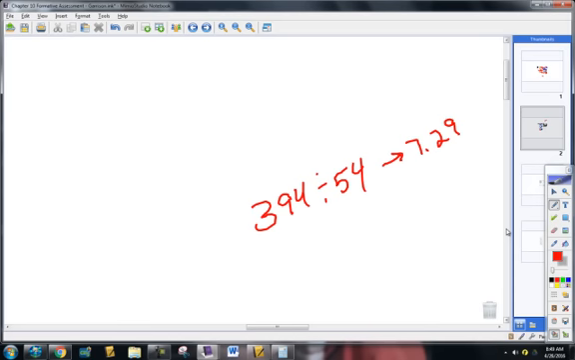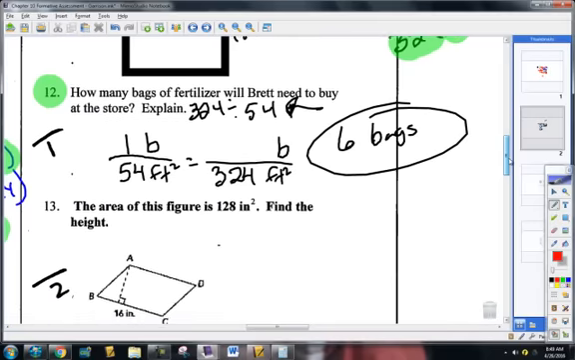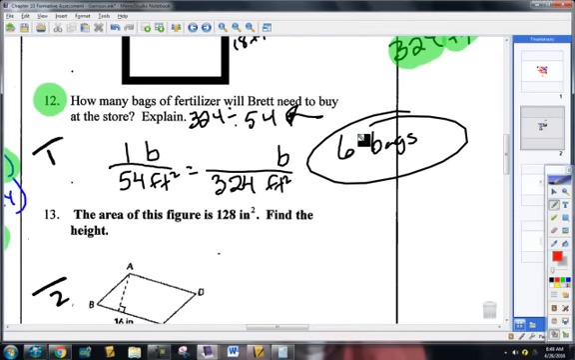So this one actually worked out to be a whole number, nice and perfect for you. Okay, it won't always be that way. You guys understand that, right? If this answer would have been 6.3, we would have had to buy 7 bags. You guys all understand that? But it worked out perfectly to be 6 bags.